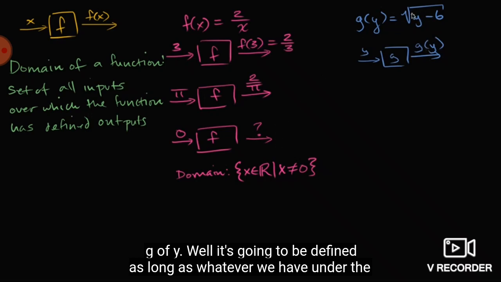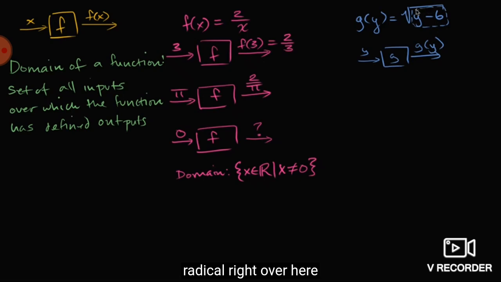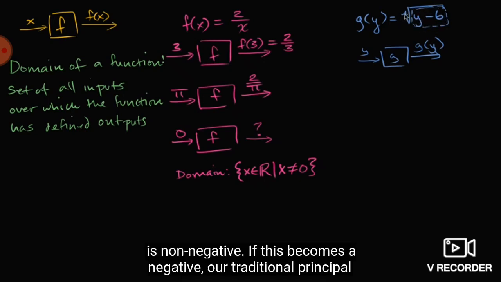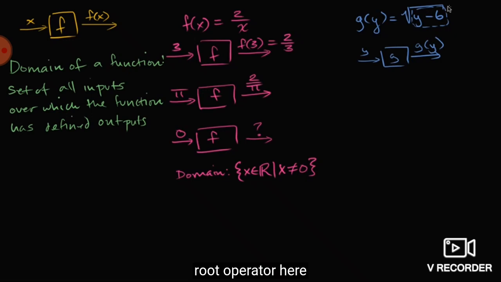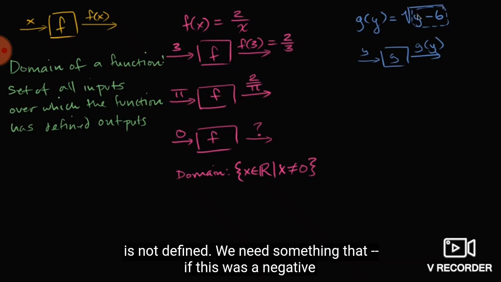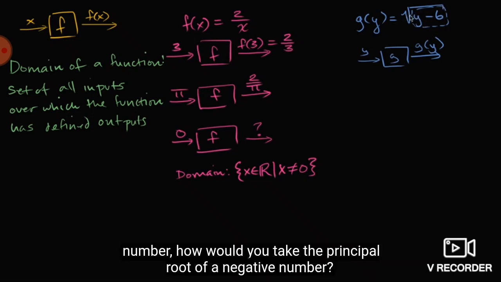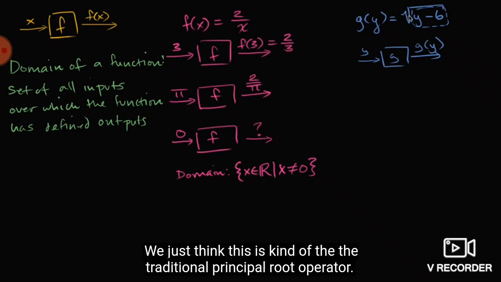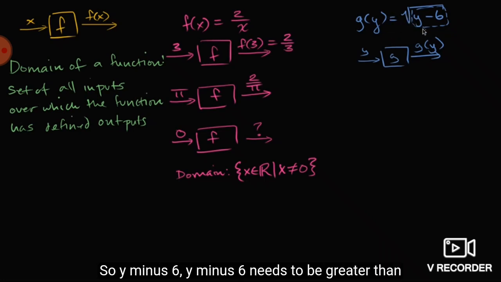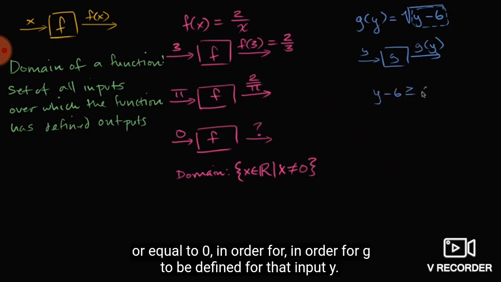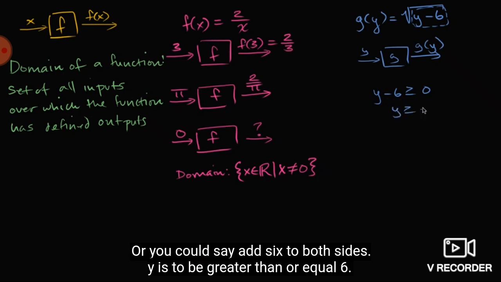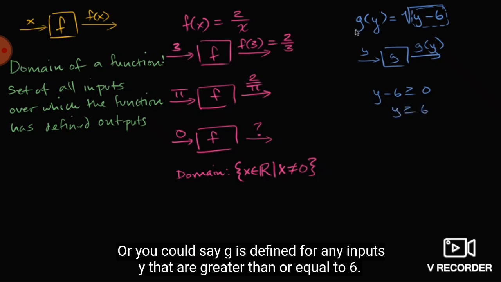Well, it's going to be defined as long as whatever we have under the radical right over here is non-negative. If this becomes negative, our traditional principal root operator here is not defined. How do you take the principal root of a negative number? So y minus 6 needs to be greater than or equal to 0 in order for g to be defined for y. Or you could say, add 6 to both sides, y needs to be greater than or equal to 6.